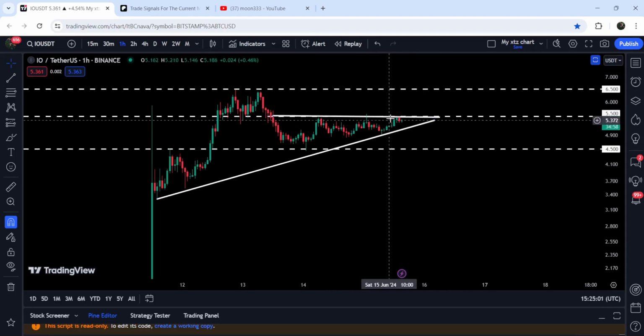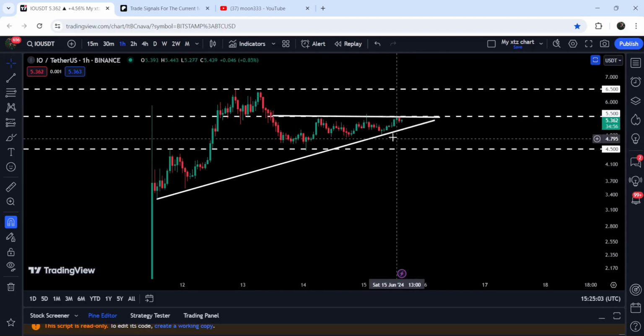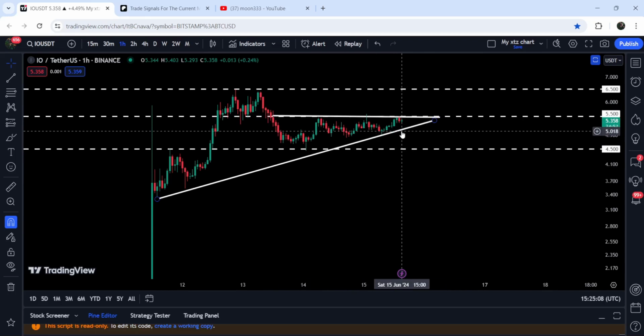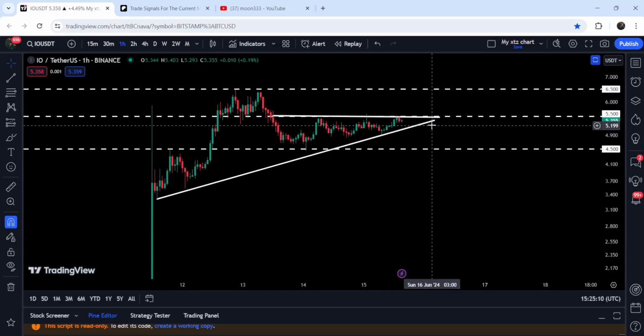Therefore, there is a probability that we may have another rejection by this resistance and we may have another retest of this support, this uptrend line support of this triangle. And in today's video, we will analyze this move.